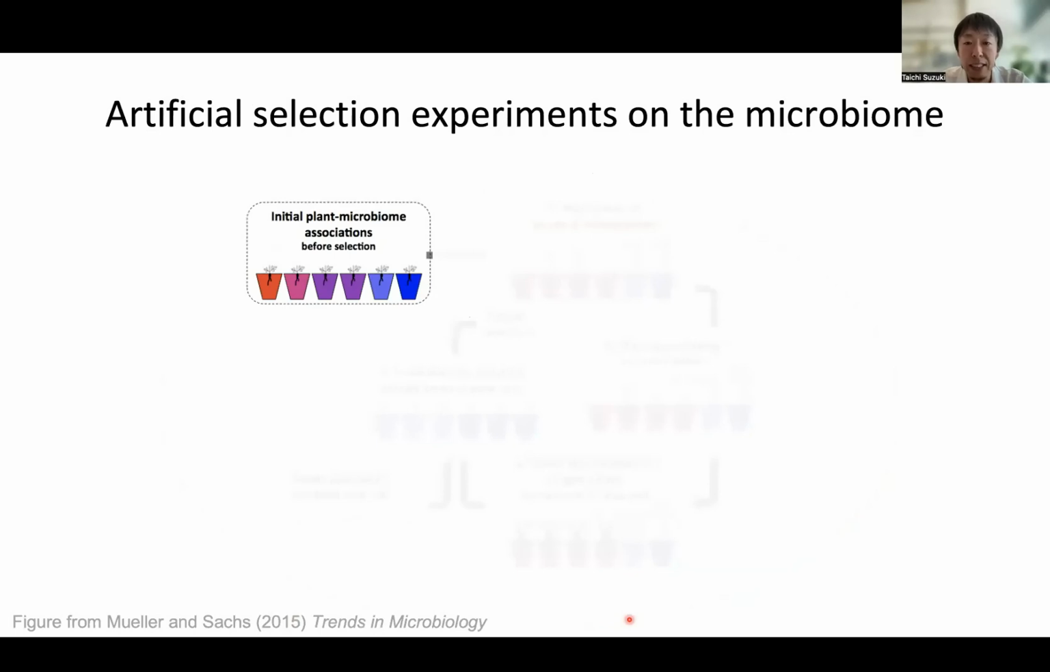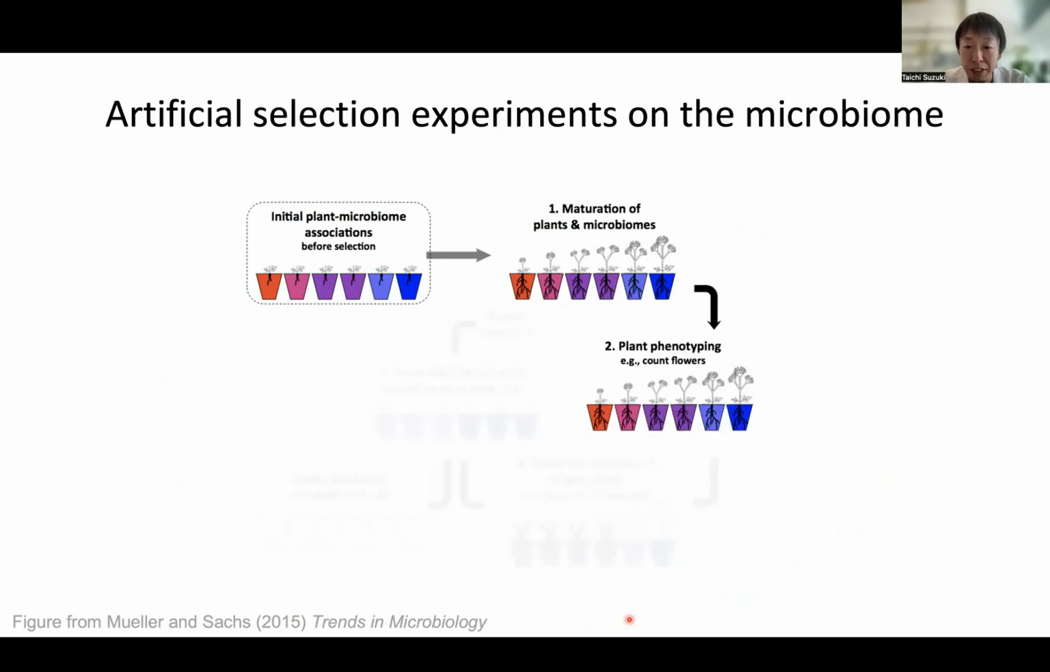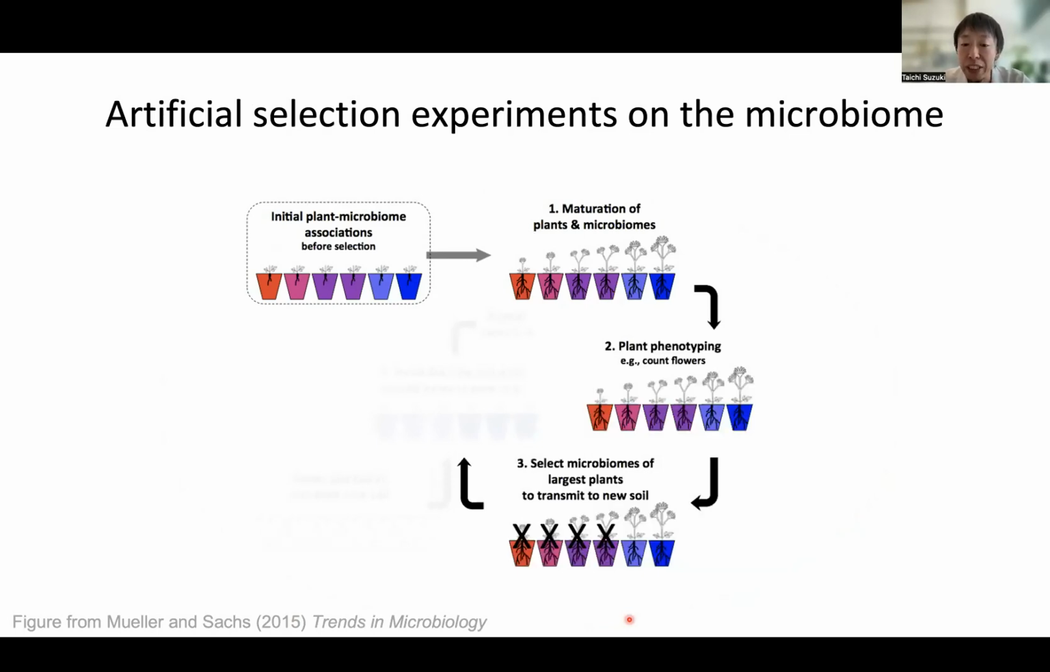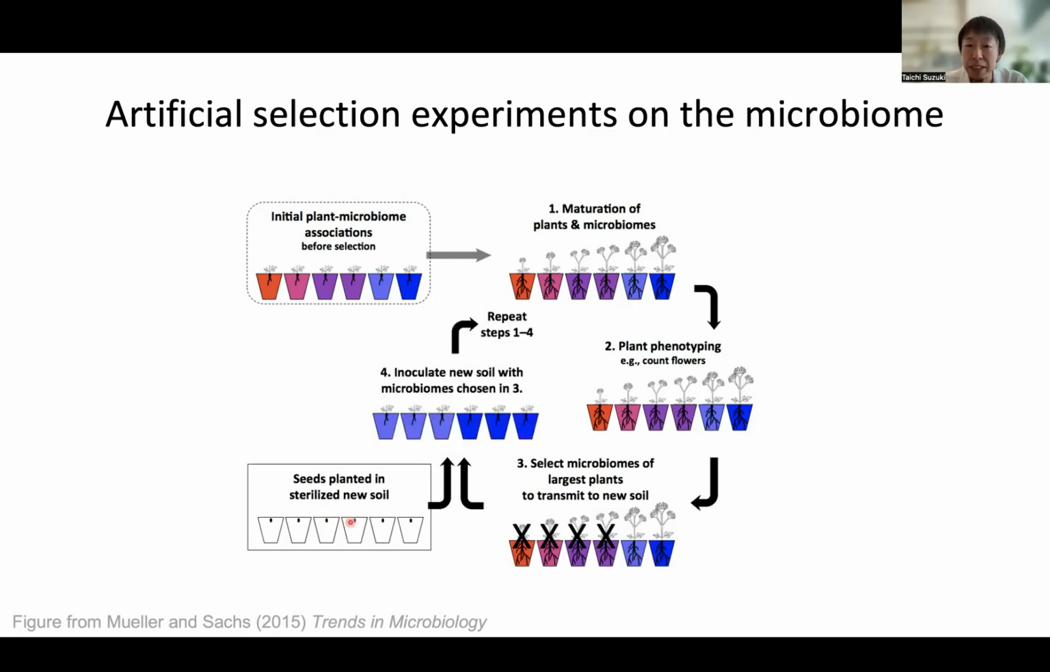When you plant genetically identical seeds into different soil communities, the plants will grow differently. It's known as phenotypic plasticity, so this is nothing surprising. And we can phenotype the traits. If you're interested in larger plants, we can take these soil communities, inoculate into sterile soil, and repeat this process over and over. And this scheme really works.